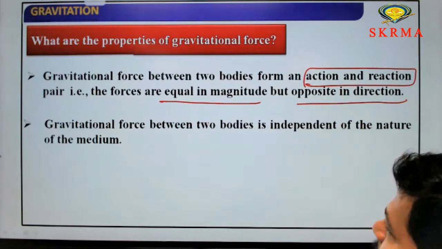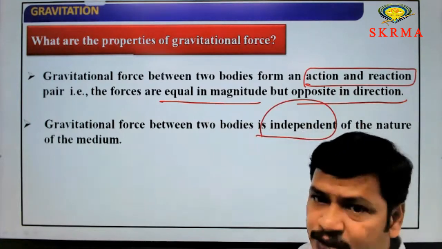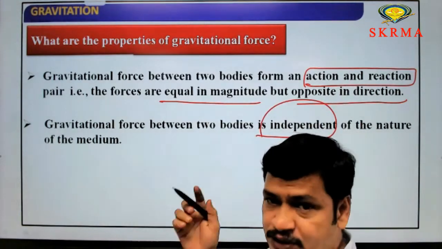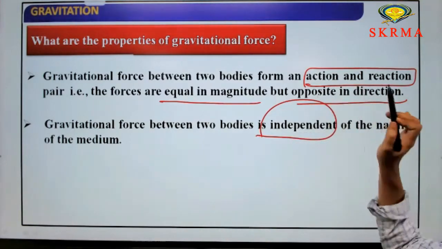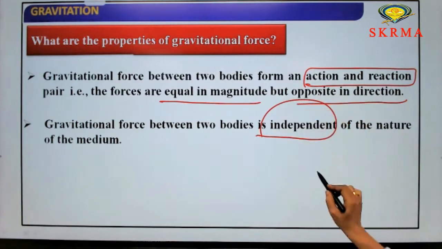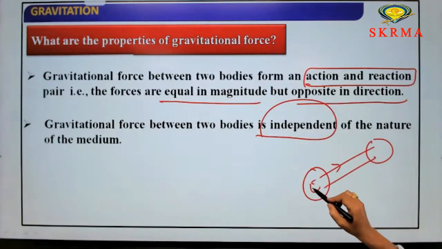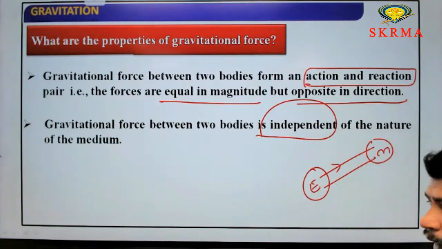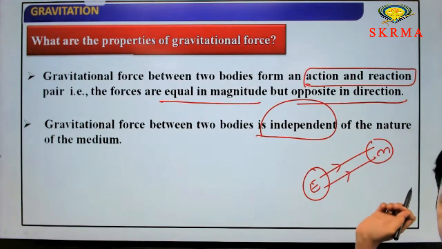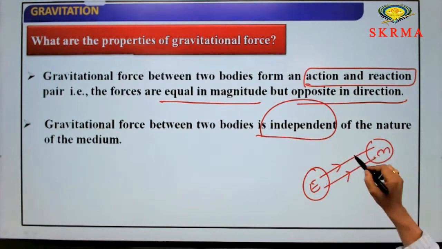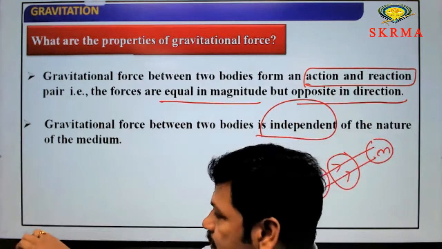And the second important property is that the gravitational force is independent of medium; it does not depend upon the intervening medium between the two objects. It exists in pairs only, means the forces act on each other in opposite directions. Suppose this is the earth, this is the moon. The earth attracts the moon towards the center of earth, as well as the moon attracts the earth towards the center of moon. The forces are acting in opposite directions. That's why I mentioned opposite direction. What is the next property?